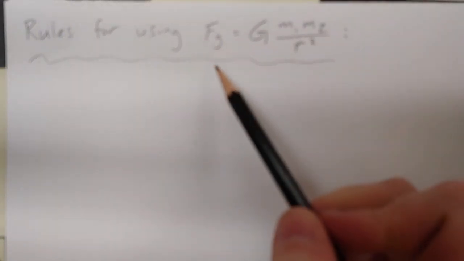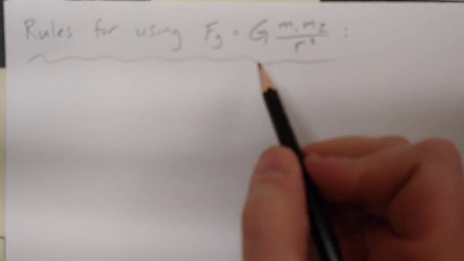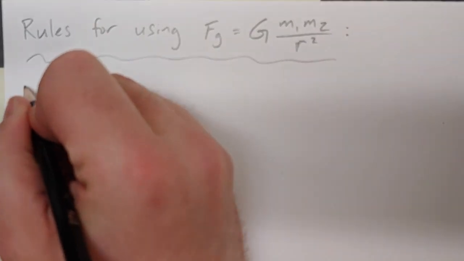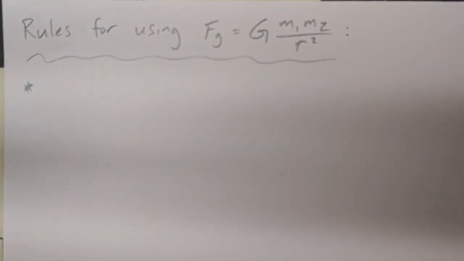All right, just some quick rules for using Newton's law of gravitation. Fg equals G m1 m2 over r squared. What you can do with the equation, and also importantly, what you can't do with it. So first off, the easiest thing to use the equation for is point masses.